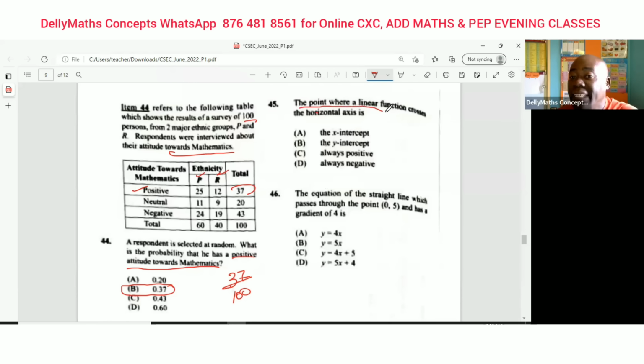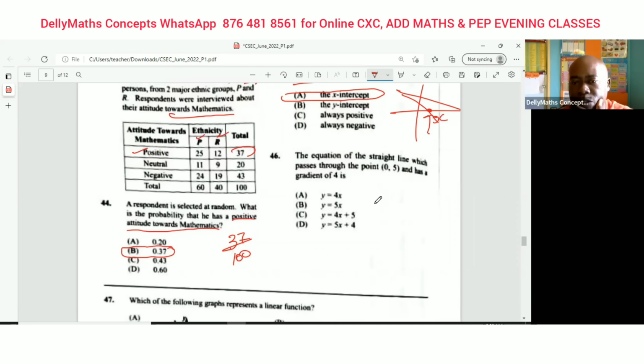The point where a linear function crosses the horizontal axis. Horizontal axis is your x-axis. And if something crosses the x-axis, that is called the x-intercept, all right? So we're talking about the x-intercept right there.